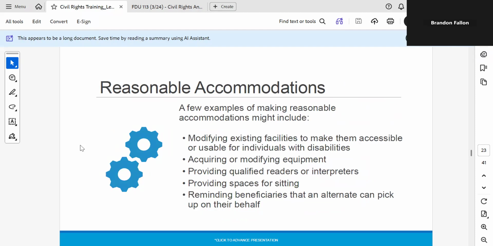Reasonable accommodations. A few examples of making reasonable accommodations might include modifying existing facilities to make them accessible or usable for individuals with disabilities, acquiring or modifying equipment, providing qualified readers or interpreters, providing spaces for sitting, reminding beneficiaries that an alternate can pick up on their behalf.